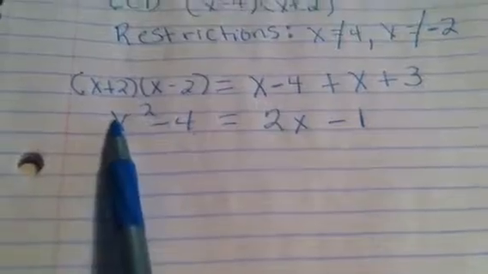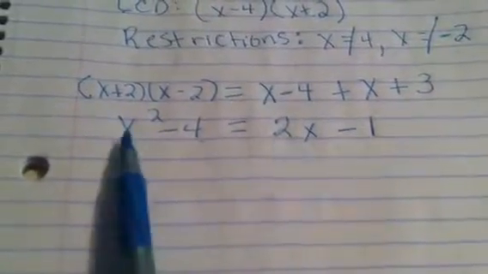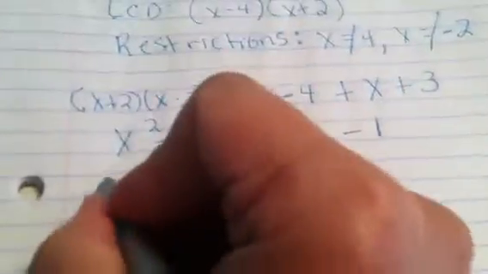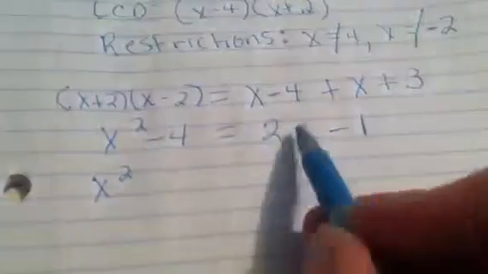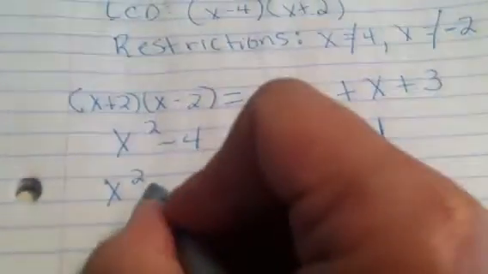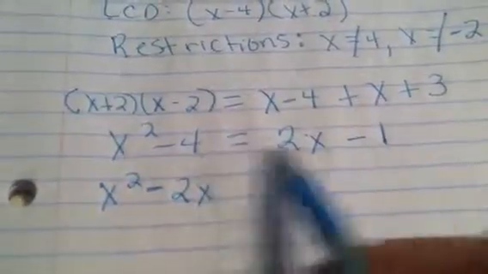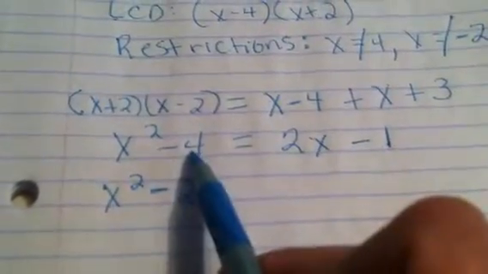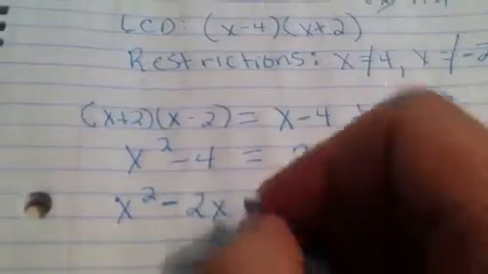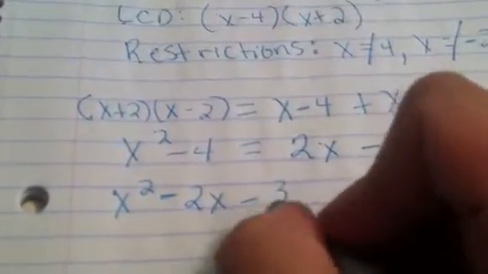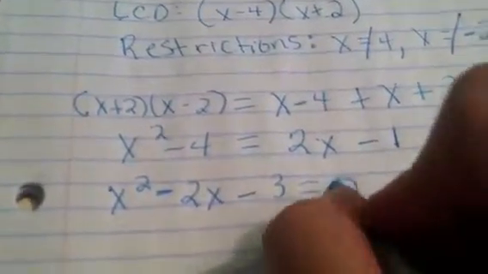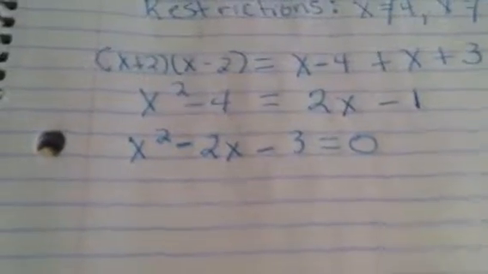I want to keep my squared term positive, so I'm going to bring both of these over here. X squared, and this is going to come over here by subtraction, and the negative 1 is going to come over by addition. So the negative 4 plus 1 will make a minus 3, and everything's gone from the right side. Notice I'm set equal to 0.